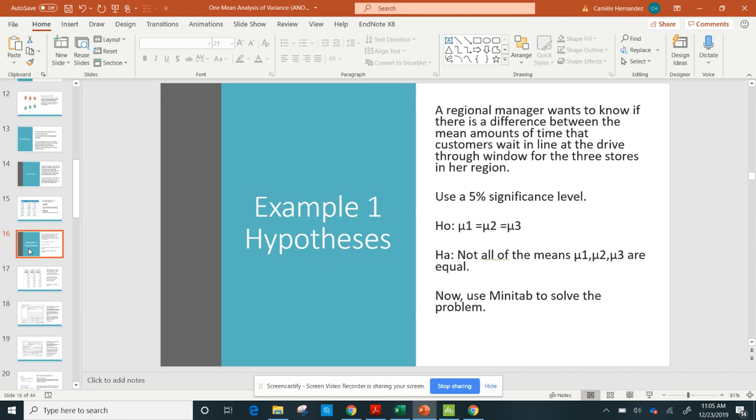Again, I can't tell in this test where the differences are. I can make a guess, but there are other tests that we make as you go into a deeper look at statistics that show you the difference. So now I'm going to use Minitab to solve the problem.